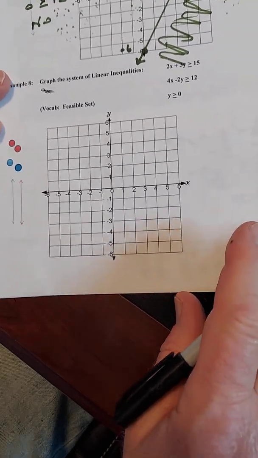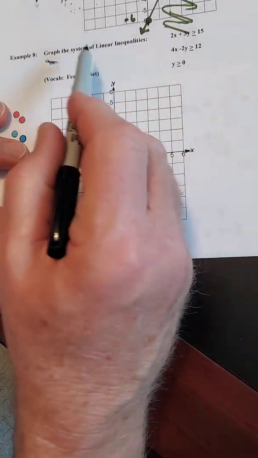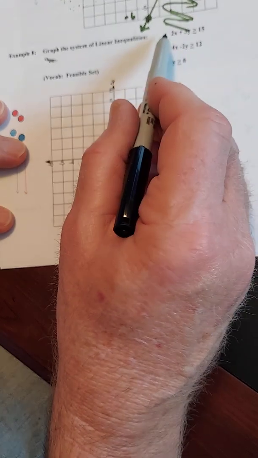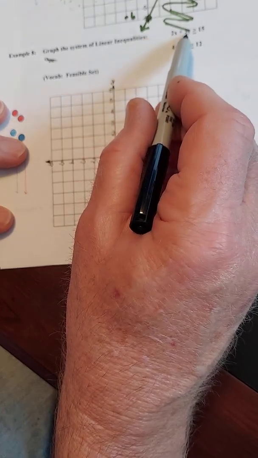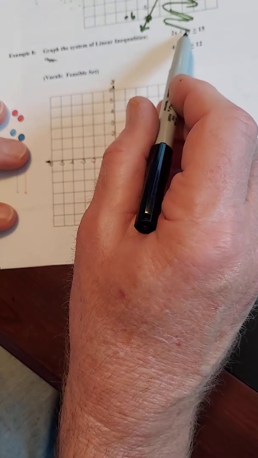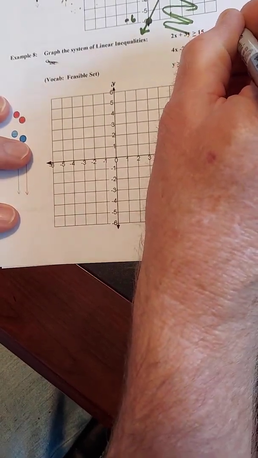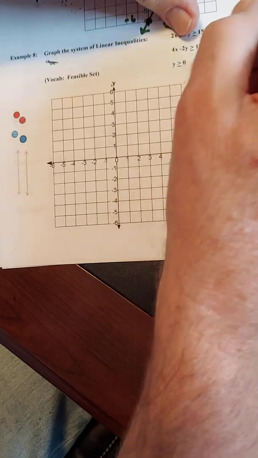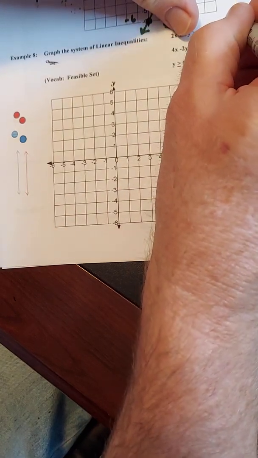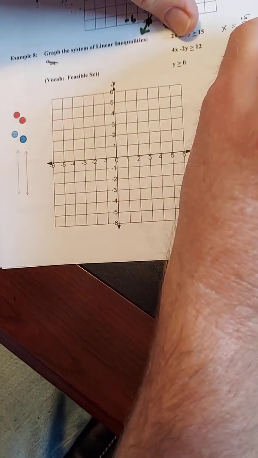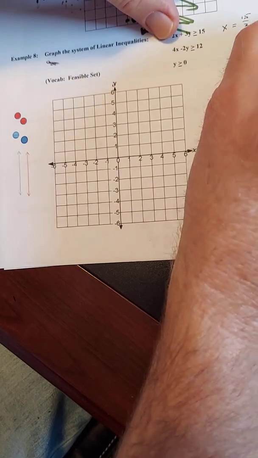So now what you've got is a system. We want to graph this system here. I've got 2x plus 3y, sorry, I covered that up, 2x plus 3y greater than or equal to 15. So what I'm going to do, I'm going to say, okay, my x-intercept would be 15 over 2. And my y-intercept is going to be 5.